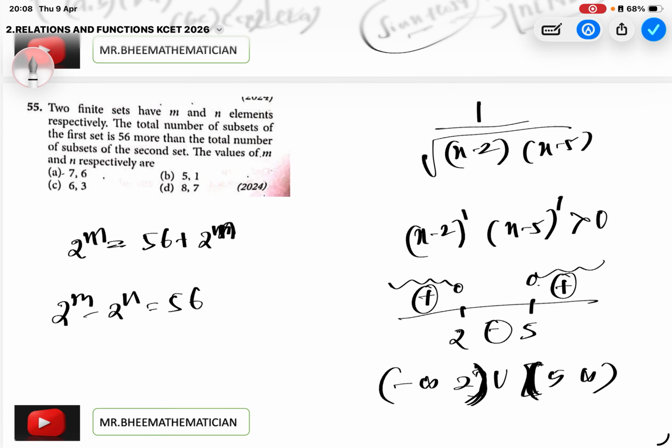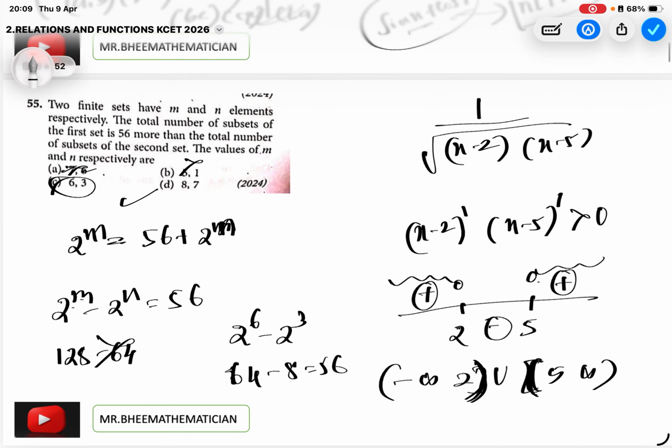Then use trial and error: 7 and 6. 2 to the power 7 is 128, minus 2 to the power 6, which is 64. Is it equal to 56? No. 5 and 1 is not possible. 2 to the power 5 is 32, minus 2, it is also not possible. And what about 6 and 3? 2 to the power 6 minus 2 to the power 3 means 64 minus 8, it is possible. Then option C is correct.